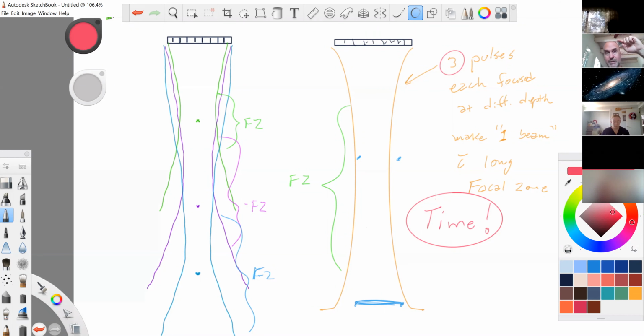But if you're going all the way down deep into the liver, 15 centimeters, we have to pulse, wait for all of those echoes to come back, pulse, wait for all those echoes to come back, and you could imagine now you have 3 focal points. You're waiting, let's just say, 3 times as long for that image to be created.